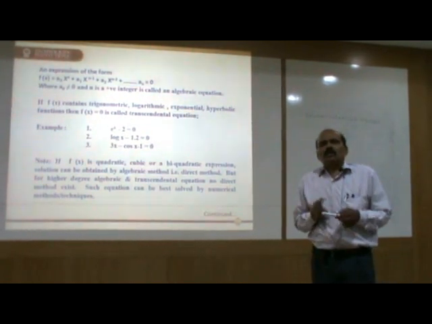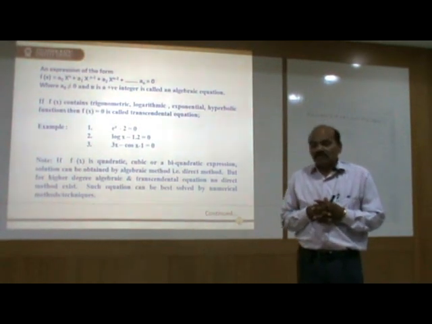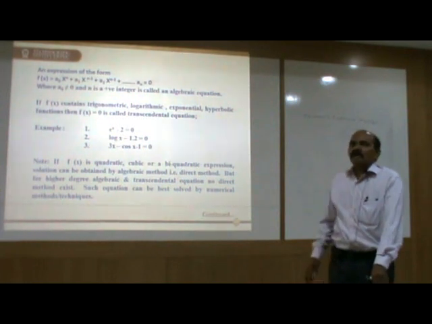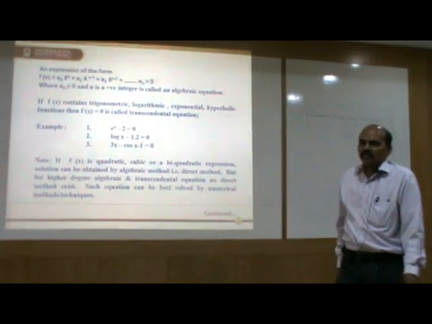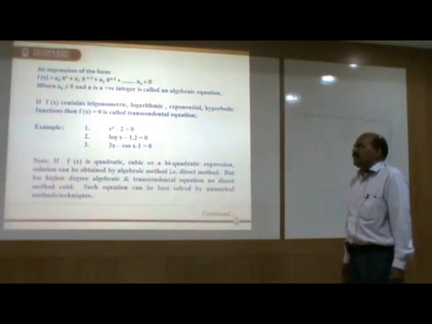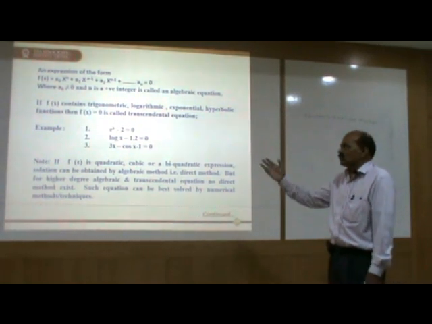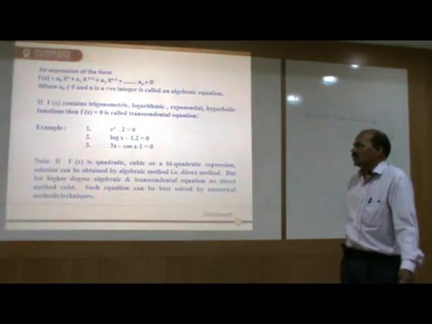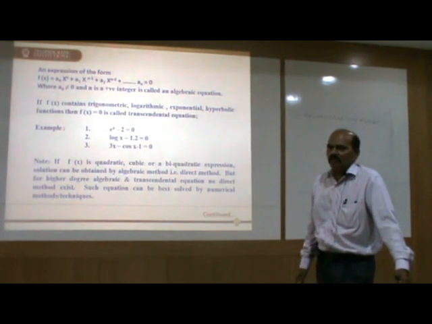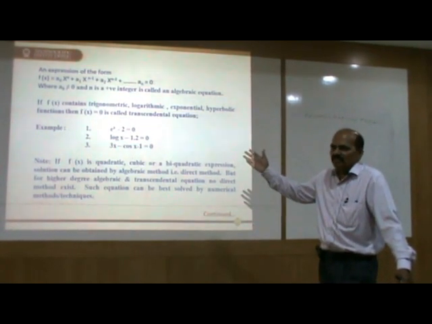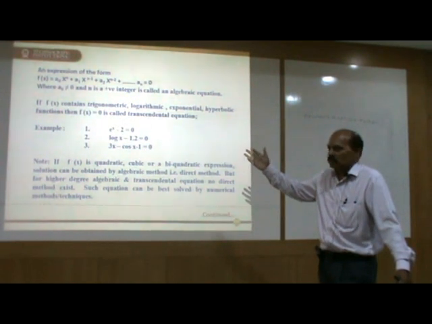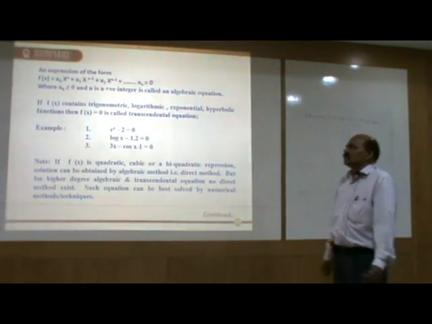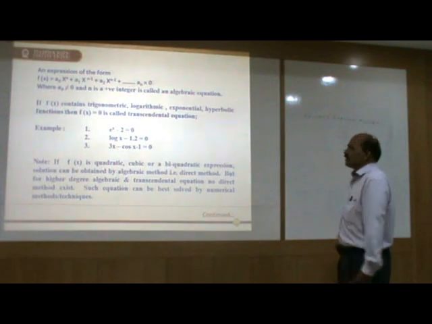Let me tell you first of all what a transcendental equation is. An equation containing a transcendental function, that is a logarithmic function, exponential function, or hypergeometric function, is known as a transcendental equation. For example, we have the equation e raised to x minus 2. We have the equation log x minus 1.2 is equal to 0. We may have an equation like 3x minus cos x minus 1 is equal to 0. These are not simple, they need a special technique to solve. Therefore, I have chosen a transcendental equation. So, I will solve one of these questions by using Newton's Raphson method.